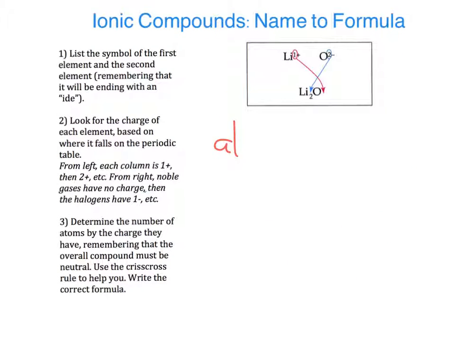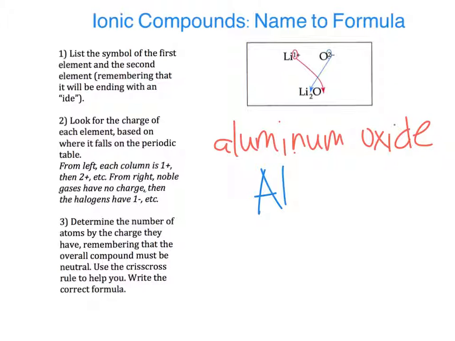Alright, one last example for this process. Aluminum oxide. Aluminum is Al. Oxide is oxygen, O, the charges based on the column. So aluminum is in the third column from the left. It forms a 3 plus ion. Oxygen is from the third column from the right. It forms a 2 minus ion.